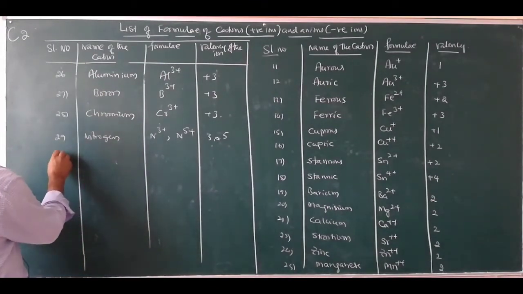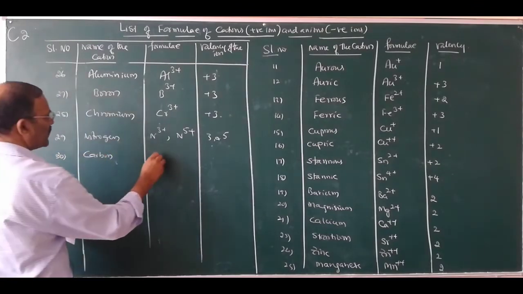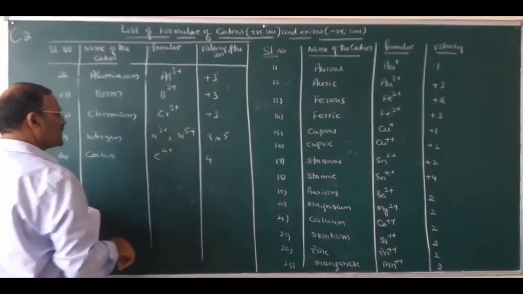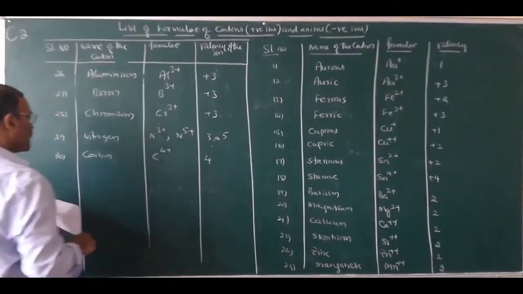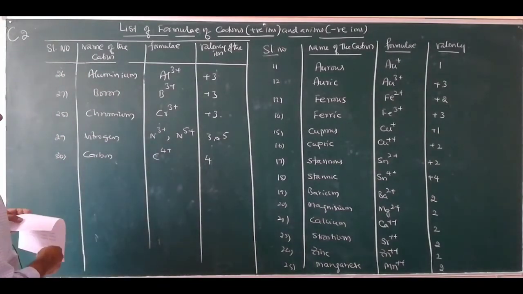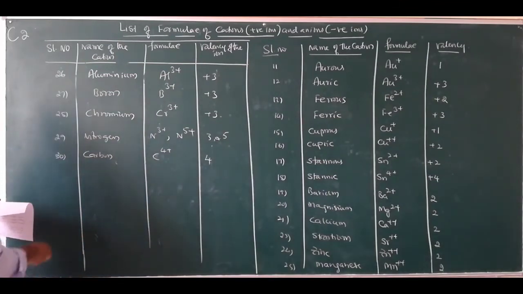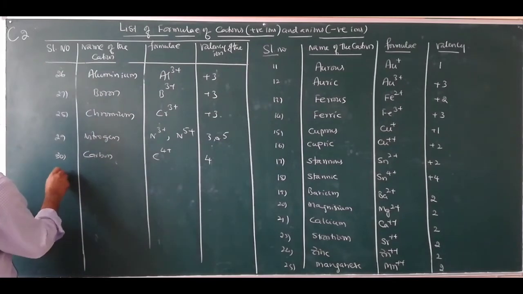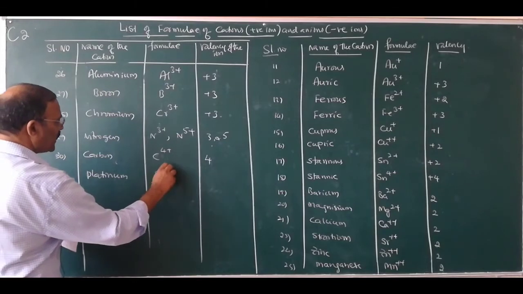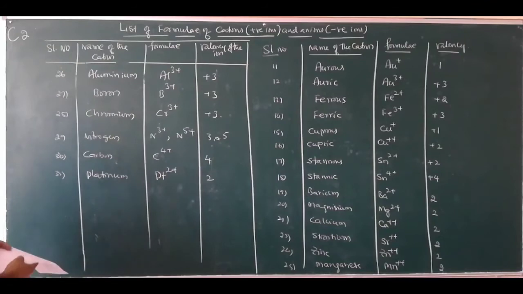And then 30, carbon, C4+, so carbon valency is 4. And then manganese is over. Platinum, this is Pt2+, valency is 2, like that.